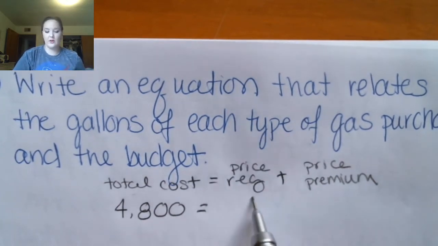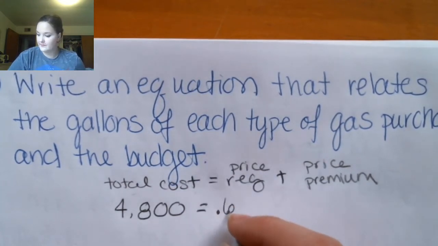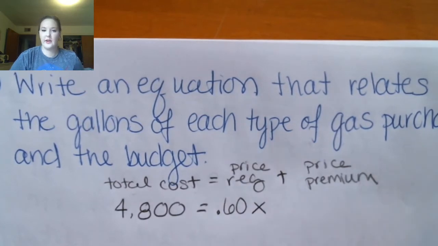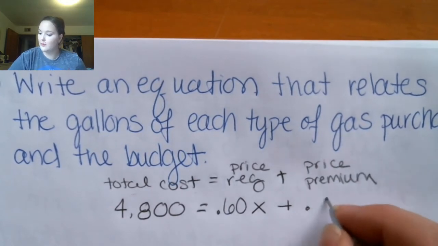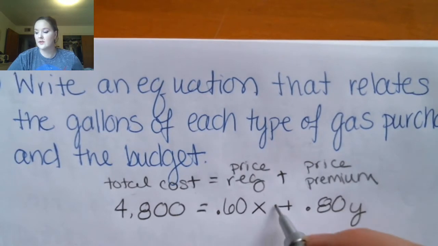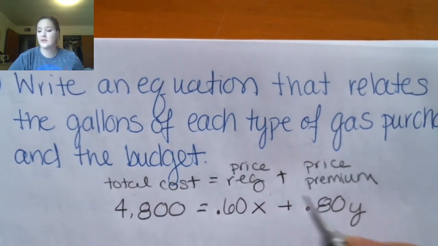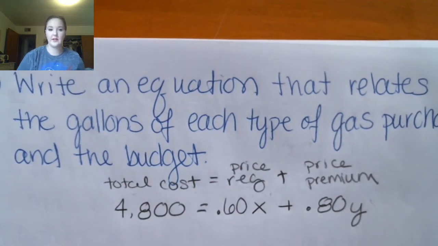What were we spending on regular? Well, we were spending 0.6 X on regular, right? For X gallons of regular. And then for premium, we were spending 0.8 Y, right? This is the cost of X gallons of regular gas. This is the cost of Y gallons of premium gas.